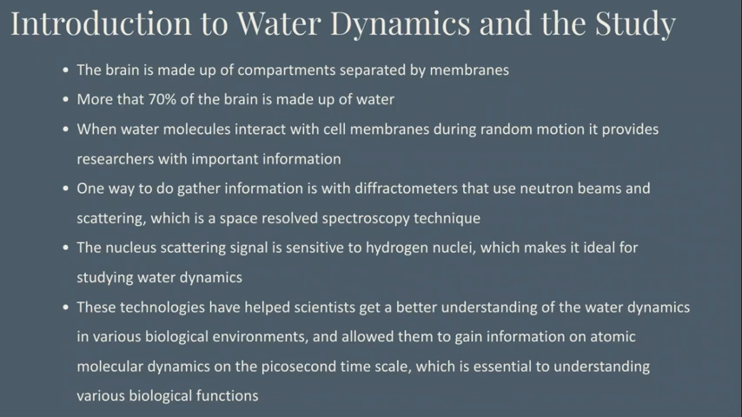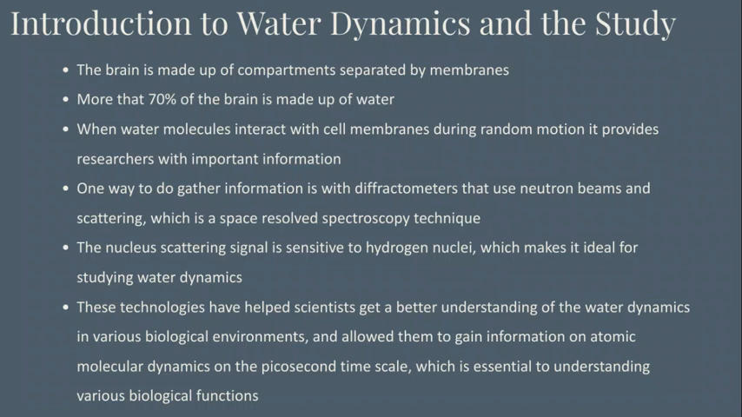The brain is made up of heterogeneous systems that each contain different types of compartments, which are separated by impermeable and semi-permeable membranes. More than 70% of the brain is made of water, and there are physiological differences in the water content between various brain regions.